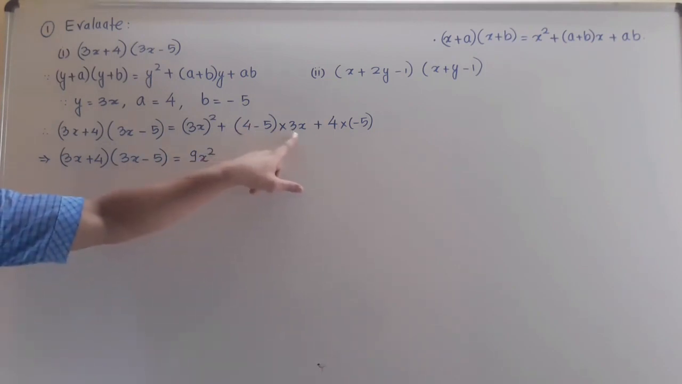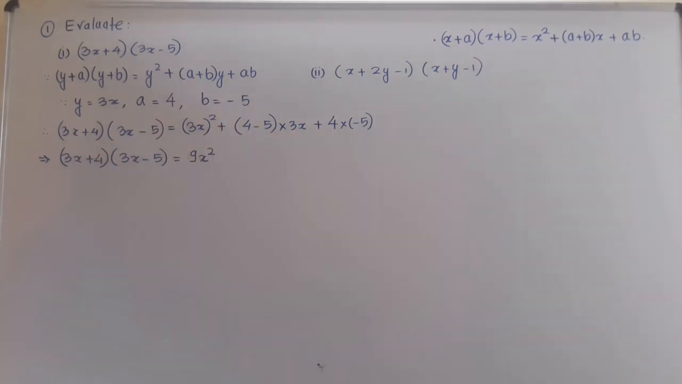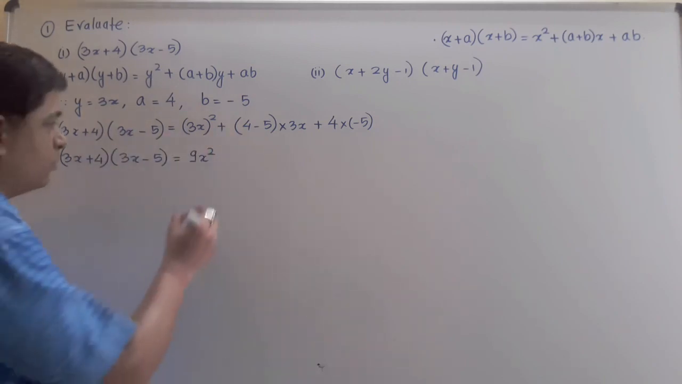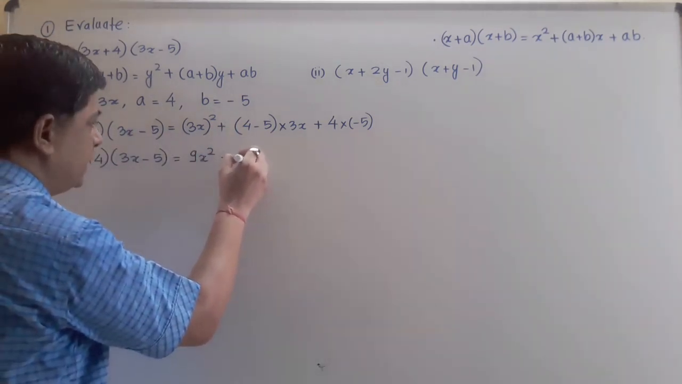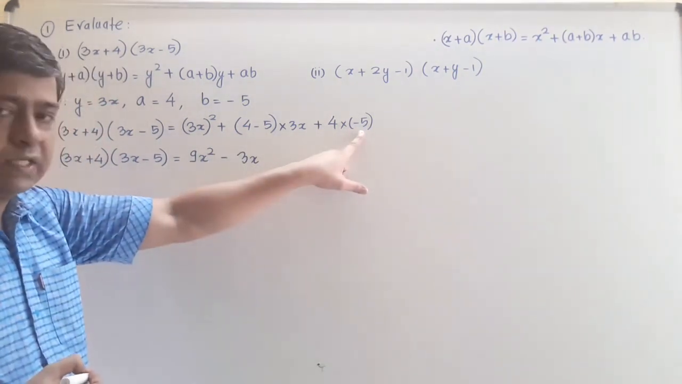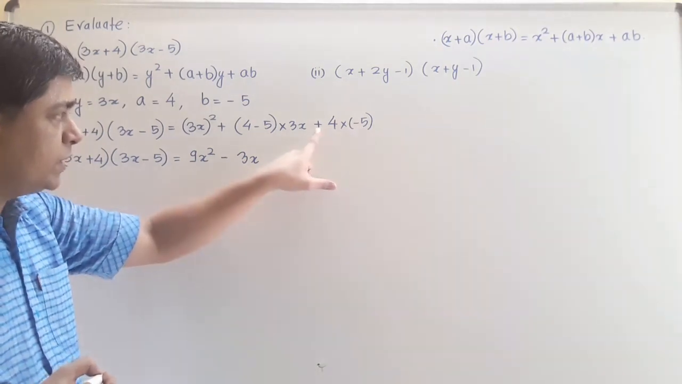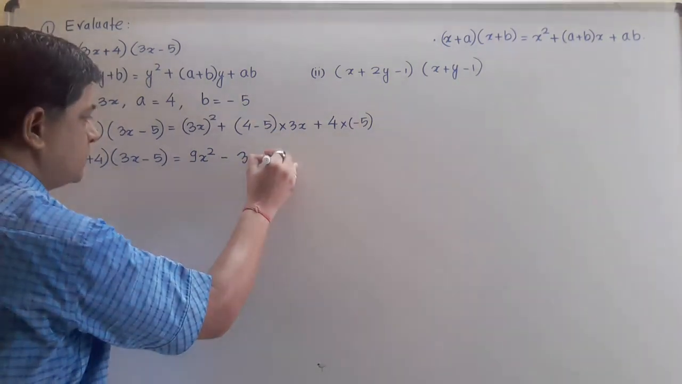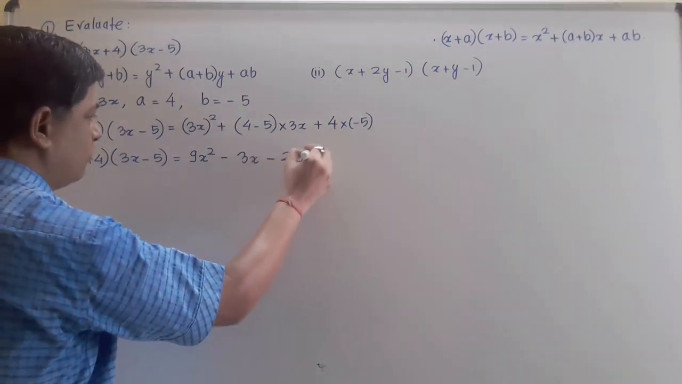And minus 1 if I multiply with 3, that will be minus 3. So the sign is coming minus, and that minus sign will multiply with this plus sign. So overall it will become minus 3x. And 4 into minus 5, that is also minus 20. Minus 20 will multiply with the plus sign. This will also become minus 20.